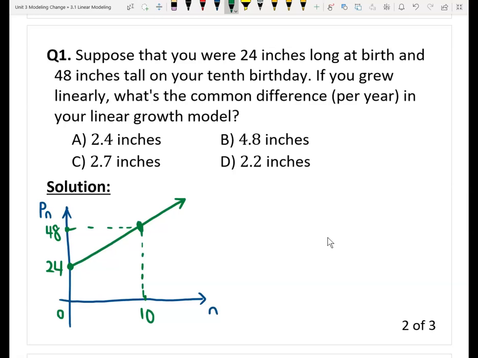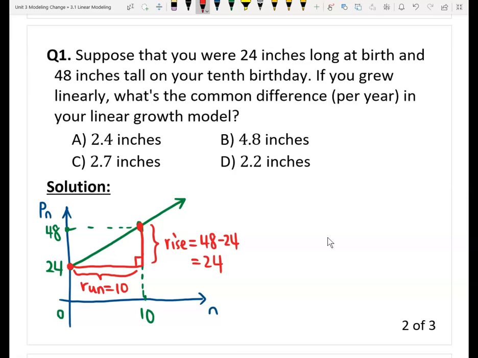Now we are going to find the common difference. The common difference, of course, is the slope, right? For the slope, we need 2 points. We already have them. This is the first point and this is the second point. I draw a horizontal line and then a vertical line, and can you see this is a right triangle? Here is the run, right? So the run equals 10 minus 0, from 0 to 10, the distance is 10. Here is the rise, so the rise is 48 minus 24, which is 24, which means you grow 24 inches in 10 years.